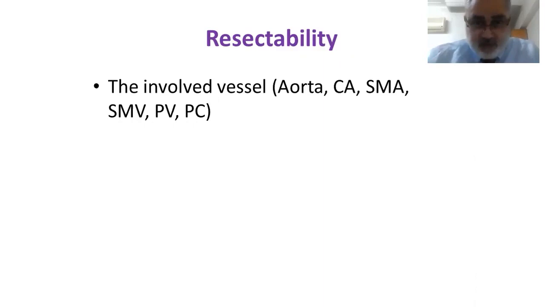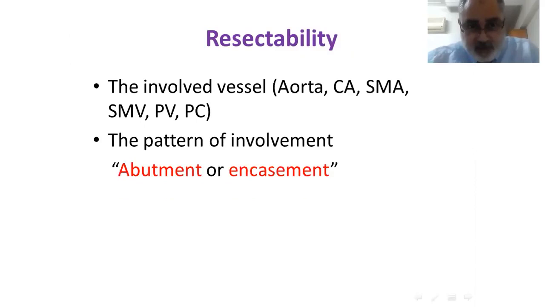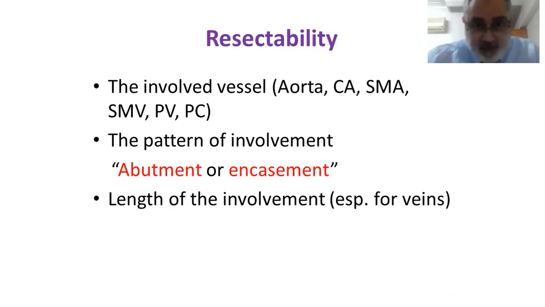To determine the resectability of the mass, we should stress on determining 3 points. The first point is, which is the involved vessel? What vessel is involved? Is it the aorta, celiac axis, superior mesenteric artery, superior mesenteric vein, portal vein, or portal venous confluence? The second point is the pattern of involvement. The vessel is involved by abutment or encasement. The tumor is abutting the vessel or encasing the vessel. And the length of involvement, and this is very important for venous structures, especially the portal vein and the superior mesenteric vein and the portal venous confluence.